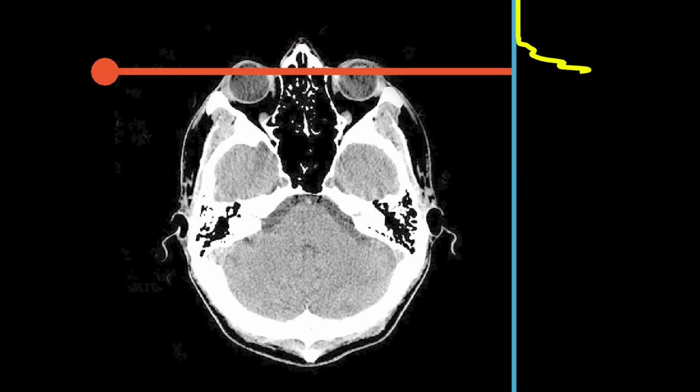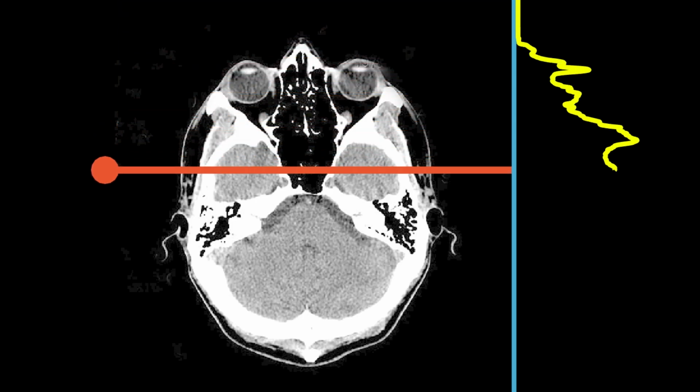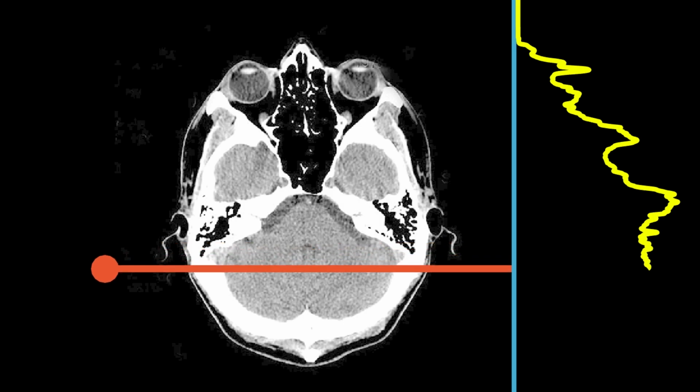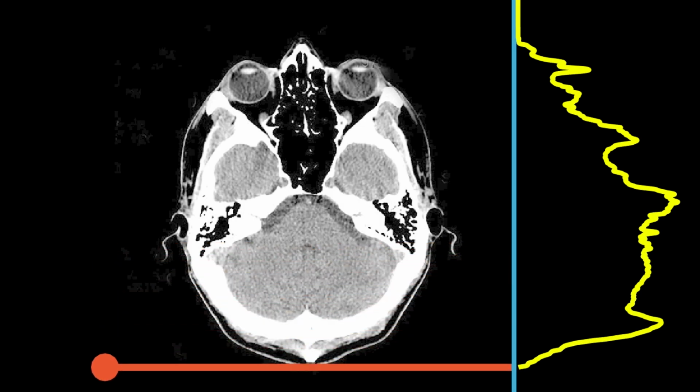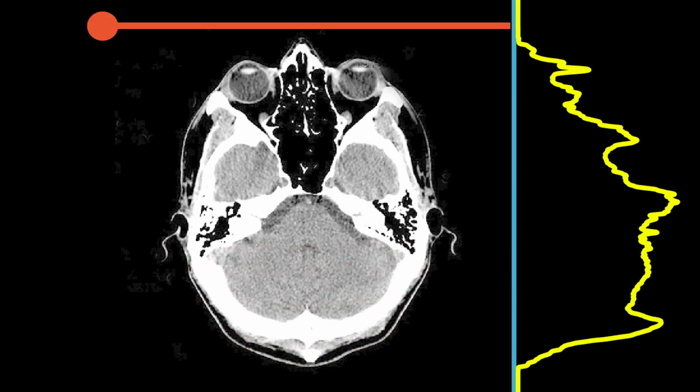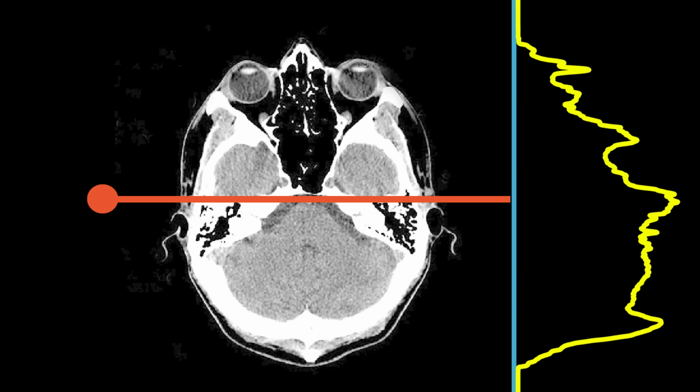While the source moves, we measure the amount of stuff in the way of the X-ray. The result is recorded as the yellow profile function. Zero value in the function means there was nothing in the path of the X-ray. A high value means that there was a lot of attenuating tissue, such as bone.